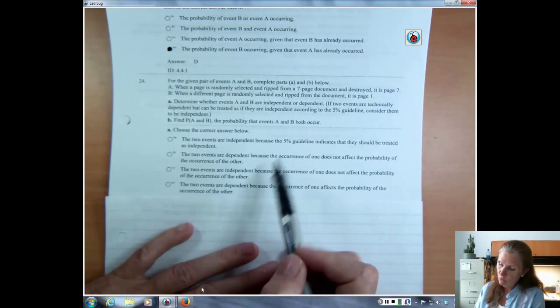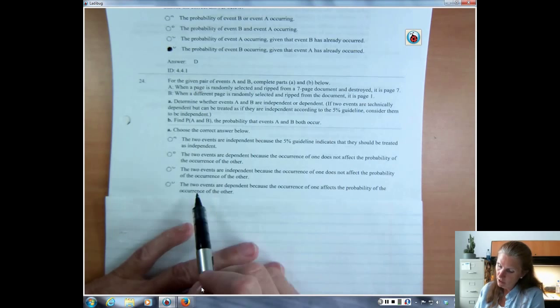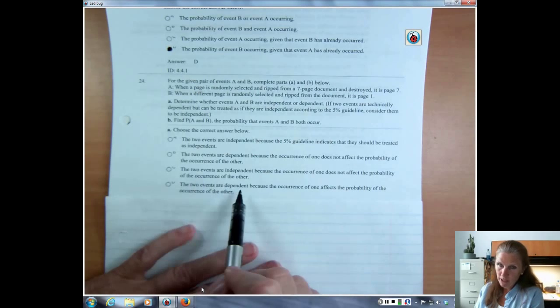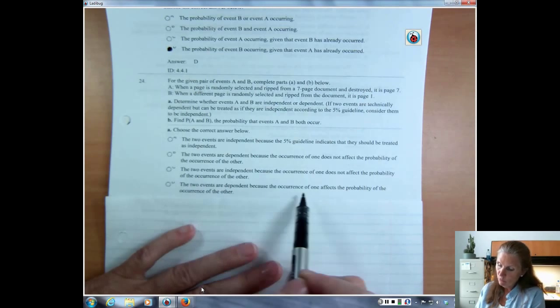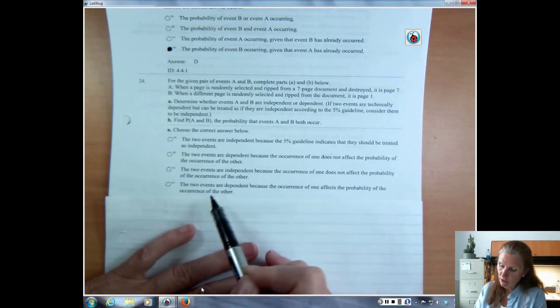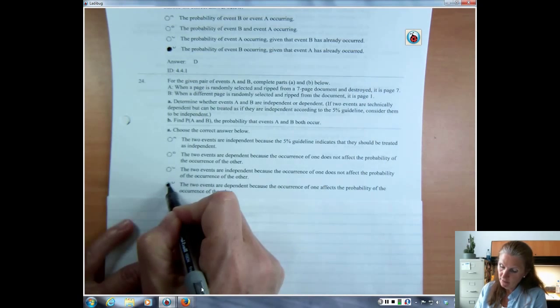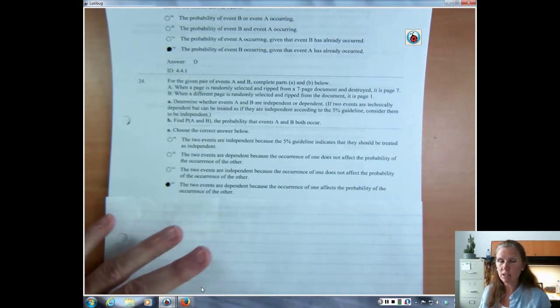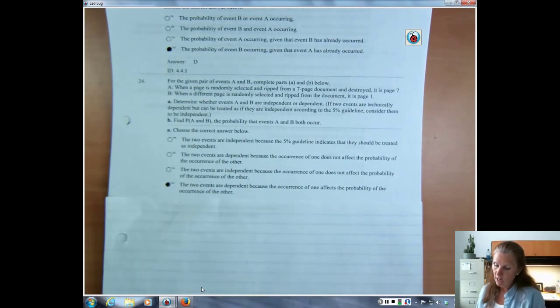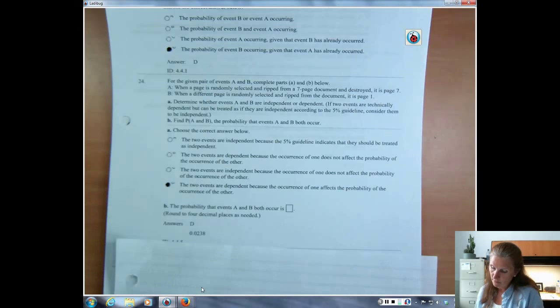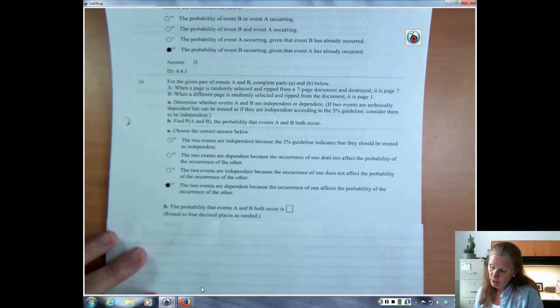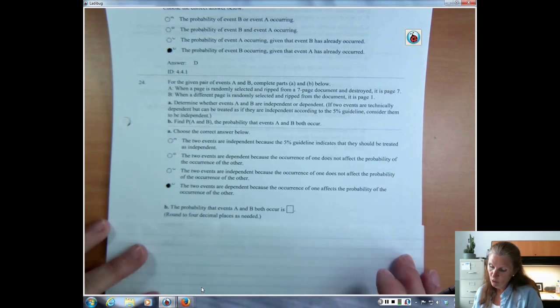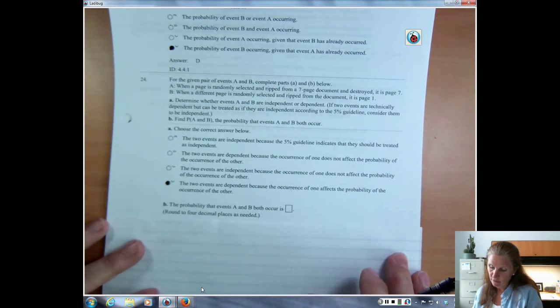The two events are dependent because the occurrence of one affects the probability of the occurrence of the other. If you take out one page out of 7 and then you go to select a second page, well, you've changed things because now there's a page missing, right? So I would say D, big time. The probability that events A and B both occur is, and then we have to figure that out.